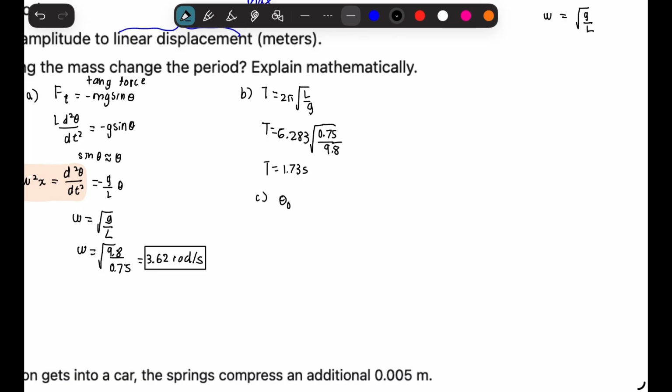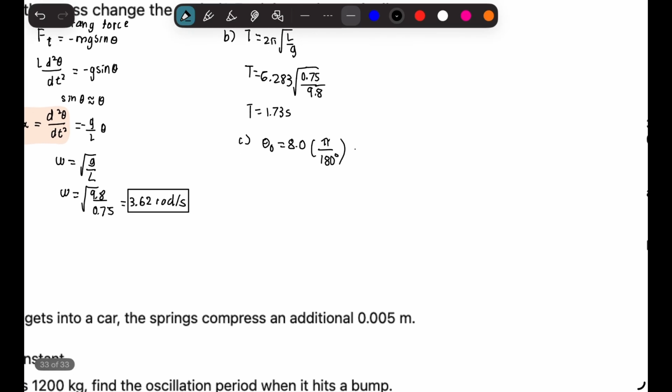We had to first convert our angle into radians because we were given it in degrees. We use our conversion factor of pi equals 180 degrees to cancel out degrees. We get 0.140 rad. Now we have x is equal to L theta. Like we did before, you're going to multiply that by 0.140, and that is going to equal 0.105 meters.